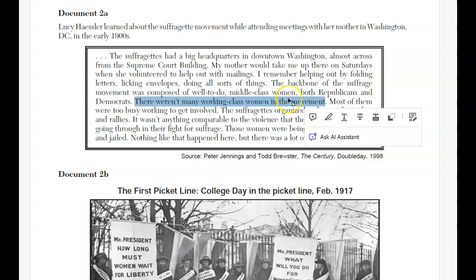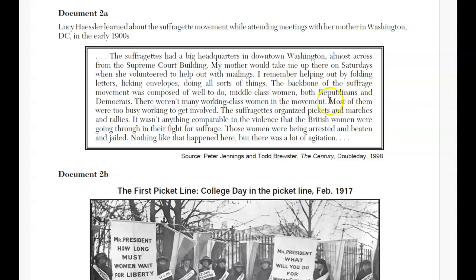A well-to-do middle-class woman of the time wouldn't have had to have a job and might have a maid. It was very common for middle-class people not to have 100 servants, but to have 1 or 2, a cook or a maid or a cook and a maid, which would free up a middle-class woman's time to go to these things. Most of them, meaning the working-class women, were too busy working to get involved. The suffragettes organized pickets and marches and rallies.